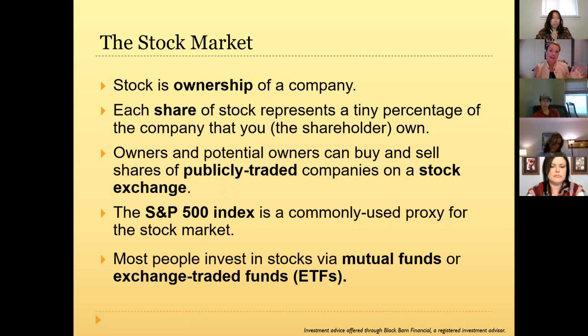There are other indexes that chop up the universe of stocks into different subcategories. The NASDAQ is tech heavy. The Russell 2000 is small companies, small cap companies. The Dow Jones Industrial Average is 30 very large, well-known US companies. So each of these indexes is talking about a different subset of the stock market.